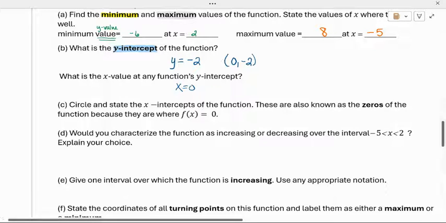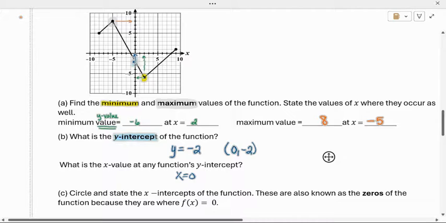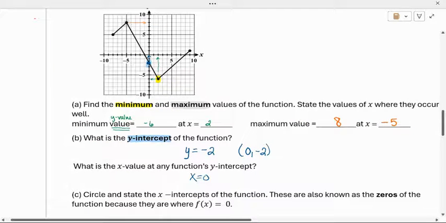So for question C, it says that we need to circle and state the x-intercepts of the function. So I'm going to go back up to my graph and I'm going to circle them. I'm going to circle where my graph crosses the x-axis. This pen is being crazy today. So I cross the x-axis right here. And I cross the x-axis right here.